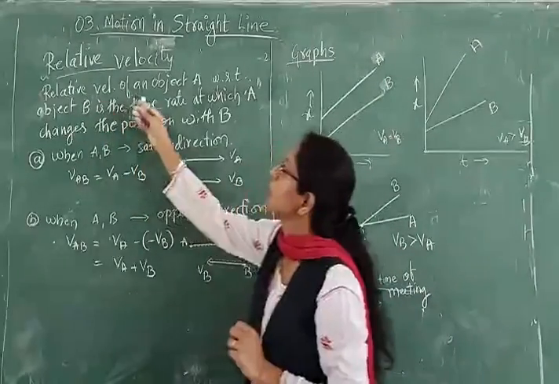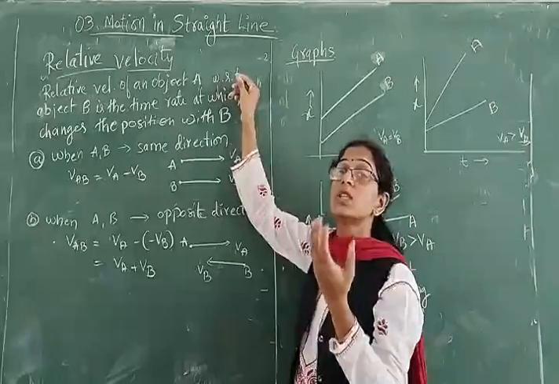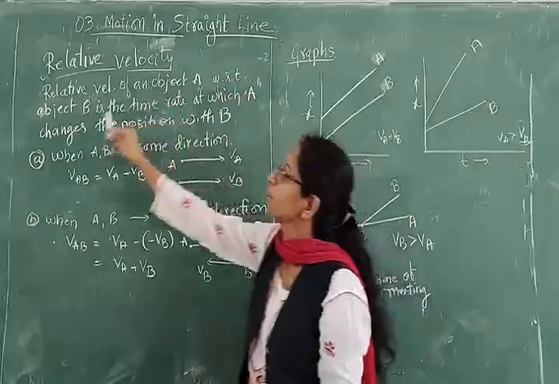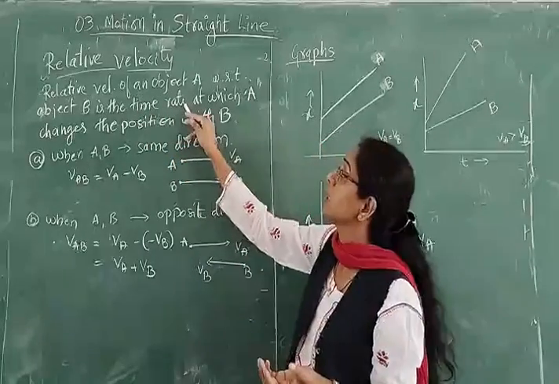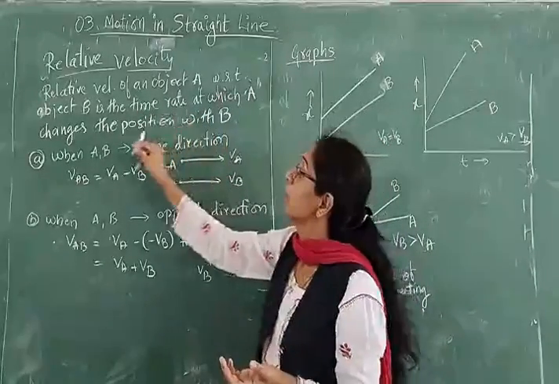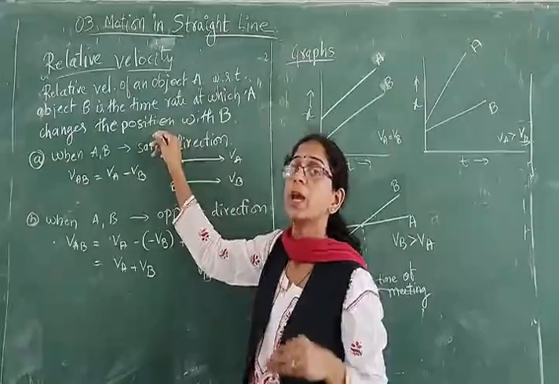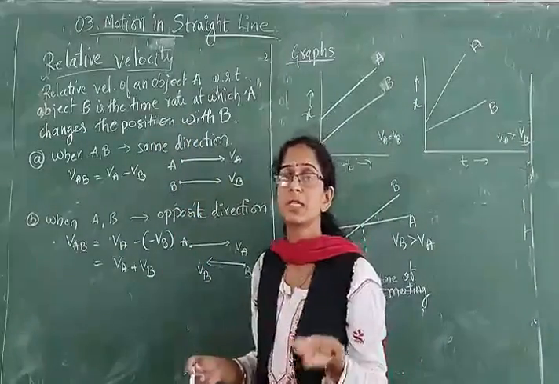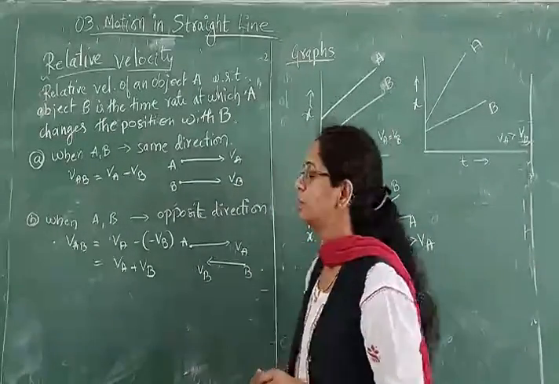That is, the relative velocity of an object A, the first object, with respect to which I am finding the velocity of object B, is equivalent to the time rate of change of what? Position. The time rate of change of position is nothing but velocity. At what rate the velocities of the objects are changing, that is called the relative velocity of the object.